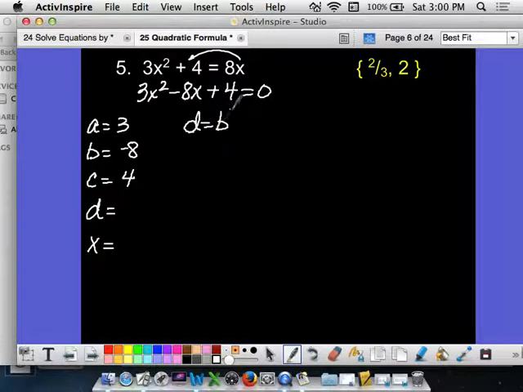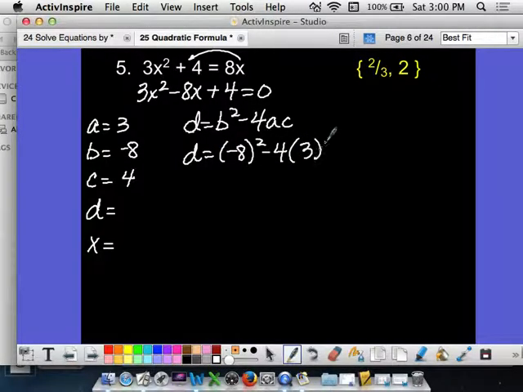D equals b squared minus 4ac. So this is going to be -8 squared minus 4 times 3 times 4. Don't forget to put your -8 in parentheses if you're going to type it in the calculator. So I get that this is equal to 16, which is a perfect square, which kind of tells me it's going to come out without radicals. Since this is a perfect square, I'm not going to end up with a radical in my answer.